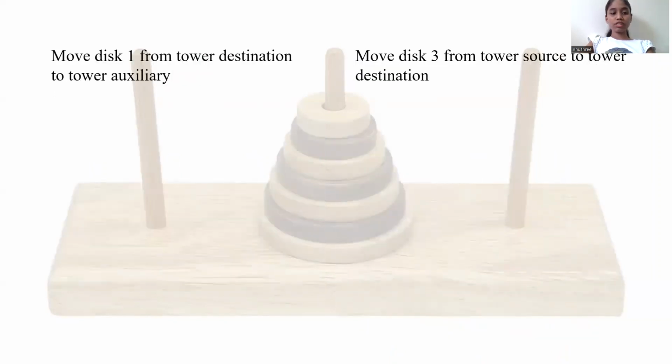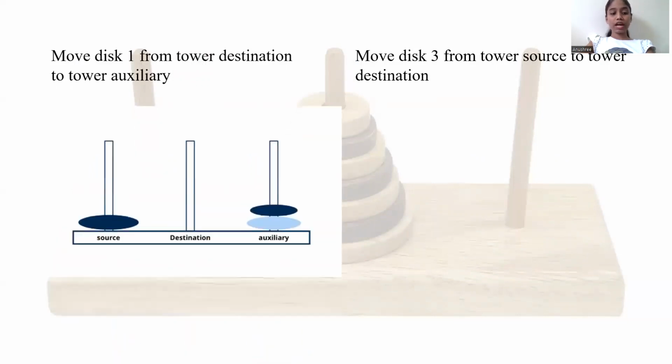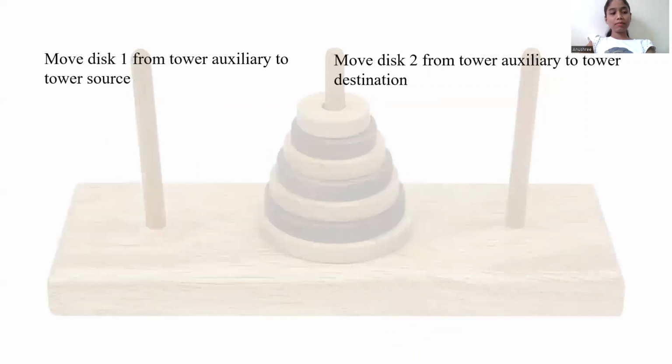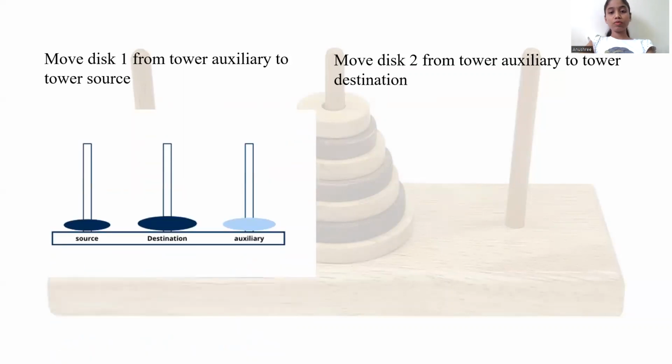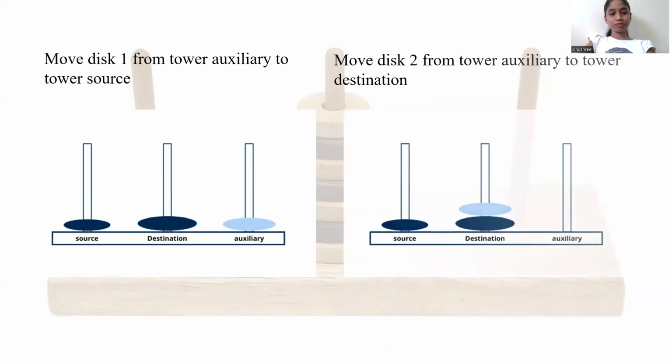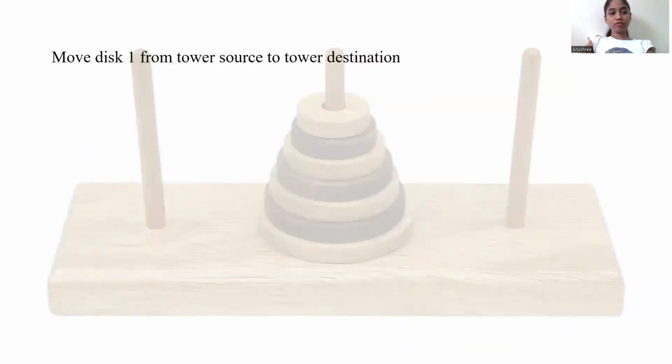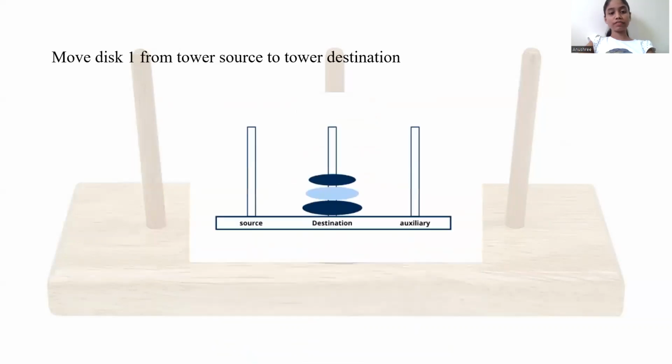Moving disk 1 from the destination tower to the auxiliary tower, that is the temporary tower. We have this picture, and then moving disk 3 from the source tower to the destination tower. We have this one. Then moving disk 1 from the auxiliary tower to the source tower, we have this picture. Moving disk 2 from the auxiliary tower to the destination tower, we have this picture. And then finally moving disk 1 from the source tower to the destination tower, we have this picture. So in total we require 7 moves to move the 3 disks from source to destination strand using the auxiliary strand.